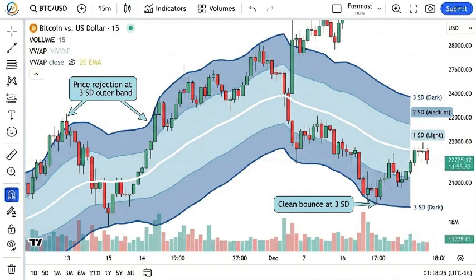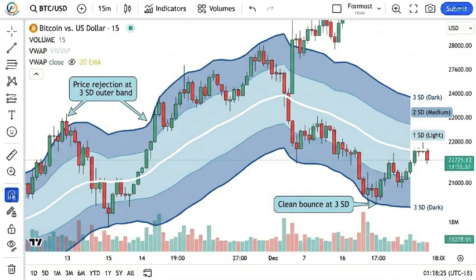Fifth mistake, treating VWAP as a predictor. VWAP is a look-back tool. It shows you where price has been, not where it will go. Do not expect VWAP to predict the future. Use it to confirm what the market is doing now.